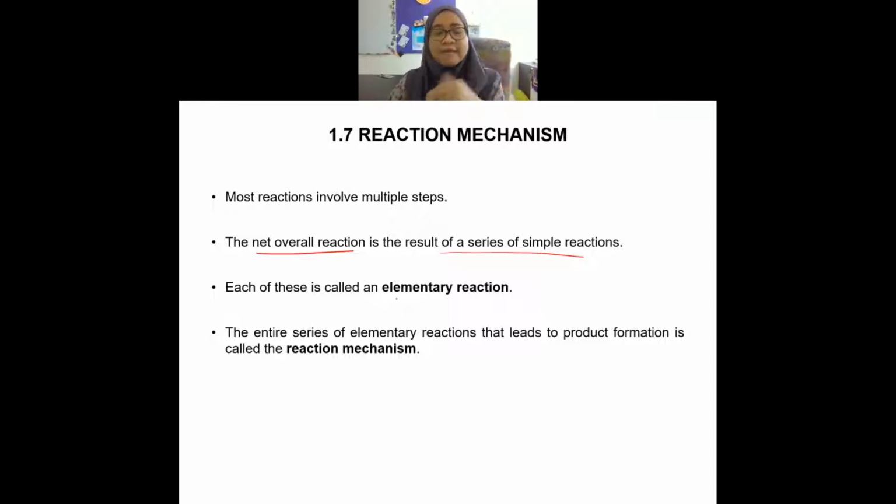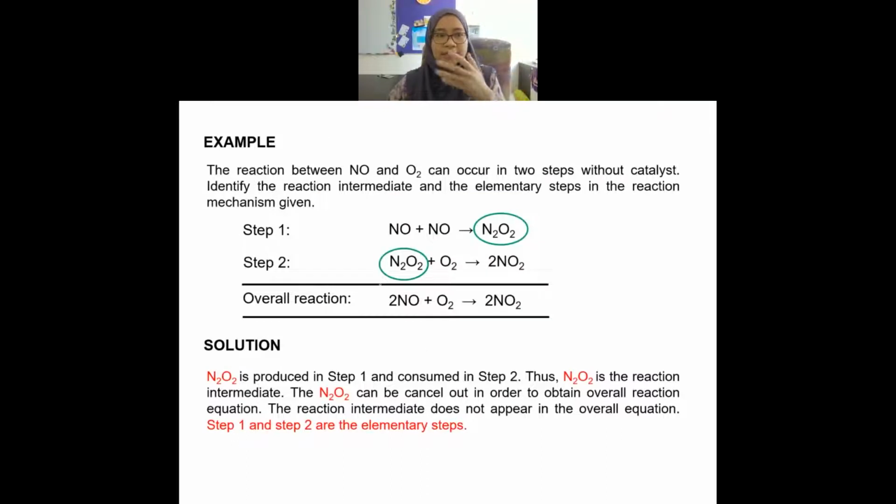So, each of these is called an elementary reaction. These small steps are what we call elementary reactions. A small reaction to produce the final product. We total up everything. This is what we call elementary reactions. So the entire series of elementary reactions that leads to product formation is what we call the reaction mechanism. The entire series of elementary reactions is the reaction mechanism.